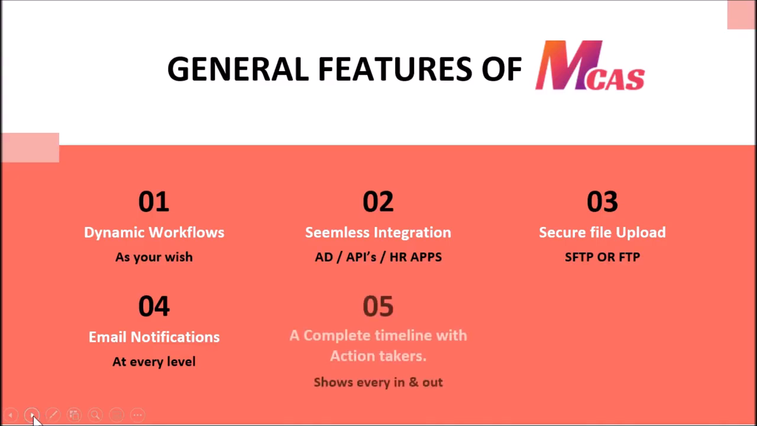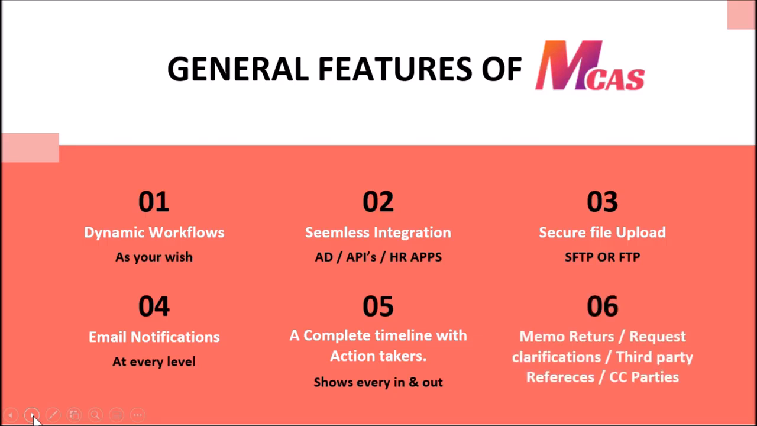MCAS features a complete timeline, which shows every in and out of your memo, from start to end. It even shows the time taken in every stage as well. There are a variety of options available in MCAS related to stranded memo approval processes. Memo returns, requests for clarifications, third-party references, and CC parties can be stated as some examples.